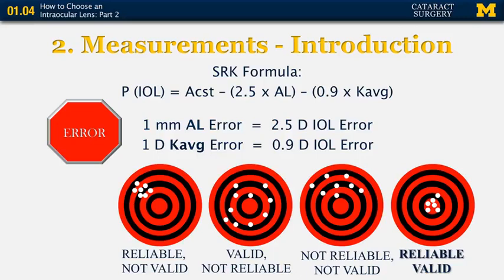Here we see that in an average length eye, a 1 millimeter axial length error translates to about 2.5 diopters of error in your IOL power selection. A corneal power error of 1 diopter amounts to a little under 1 diopter error in your IOL power selection. Here we understand that the axial length holds more weight than your corneal power. However, more importantly, we see that garbage in equals garbage out. To optimize IOL selection, we want reliable and valid measurements, so that we have accurate measurements and accurate IOL calculation and selection.